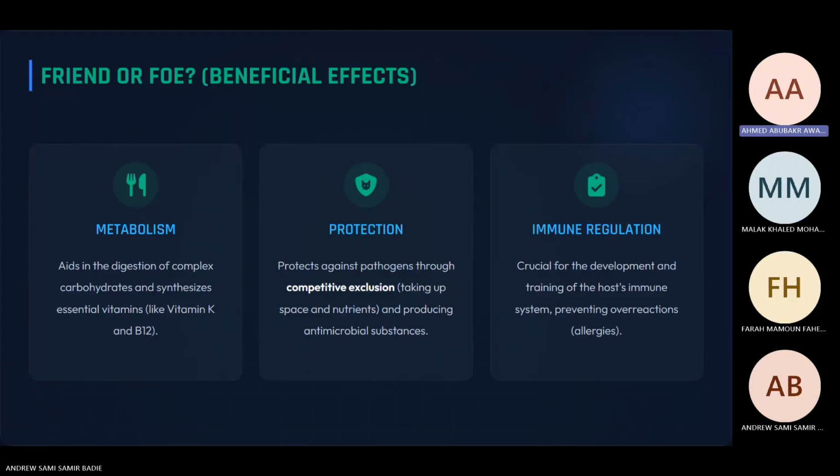Secondly, there is protection. They can take up space and eat food in the microbiota, so they can outnumber the other bad bacteria and take up their spaces. This is actually called competitive exclusion. So a high number of good bacteria is going to prevent the bad bacteria from destroying our lining.